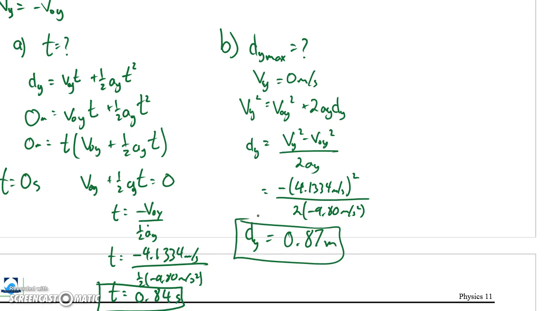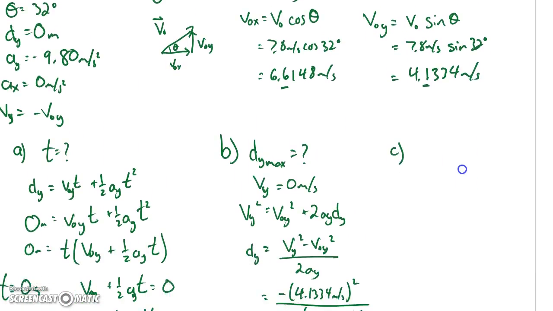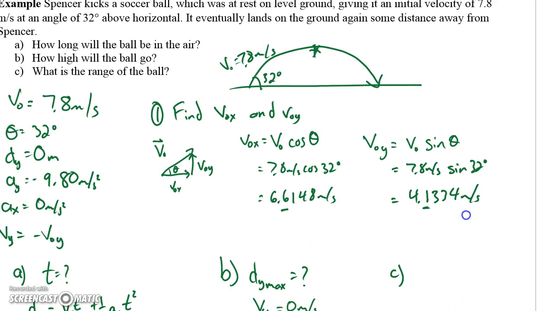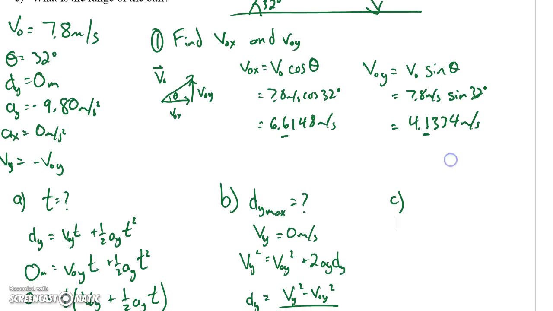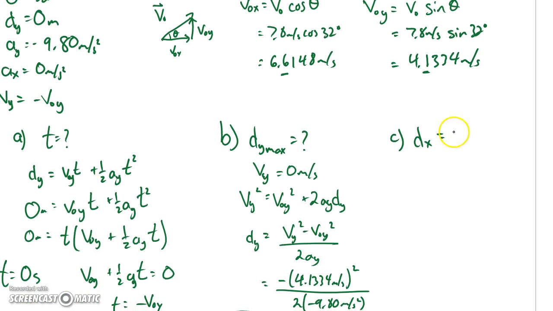Okay, we've done 2 of 3 questions. Let's take a look at C. C is asking us for what is the range. Range is just another way of asking for dx. Think of like a driving range. It's how far you're going horizontally from where you were. So dx is our goal here.